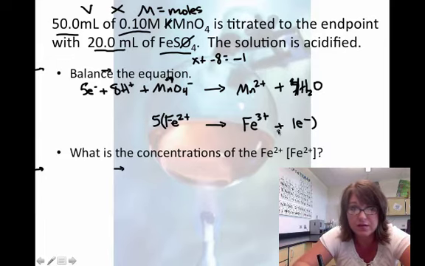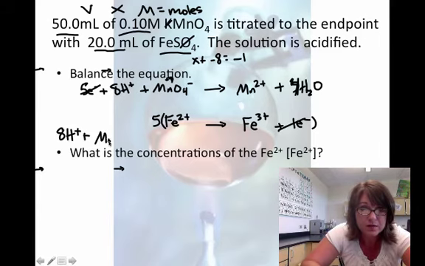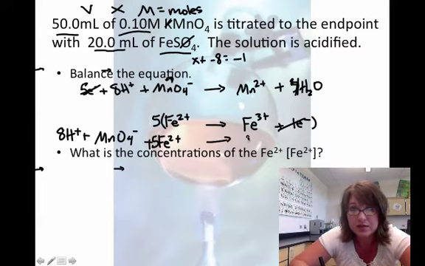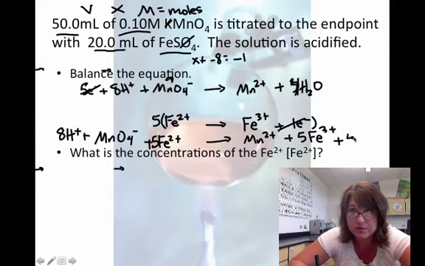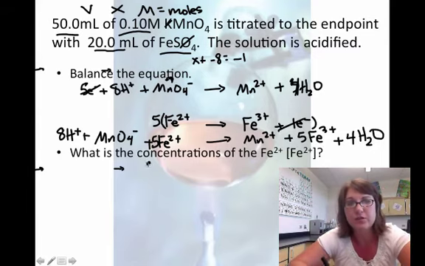I'm going to go ahead and add these all up all at once. So I get 8 hydrogen ions plus a permanganate ion plus 5 ferrous ions, and then 1 manganese ion, 5 ferric ions, and 4 waters. Okay, there's our balanced equation. And we needed to have a balanced equation so we can work out the mole ratio here.